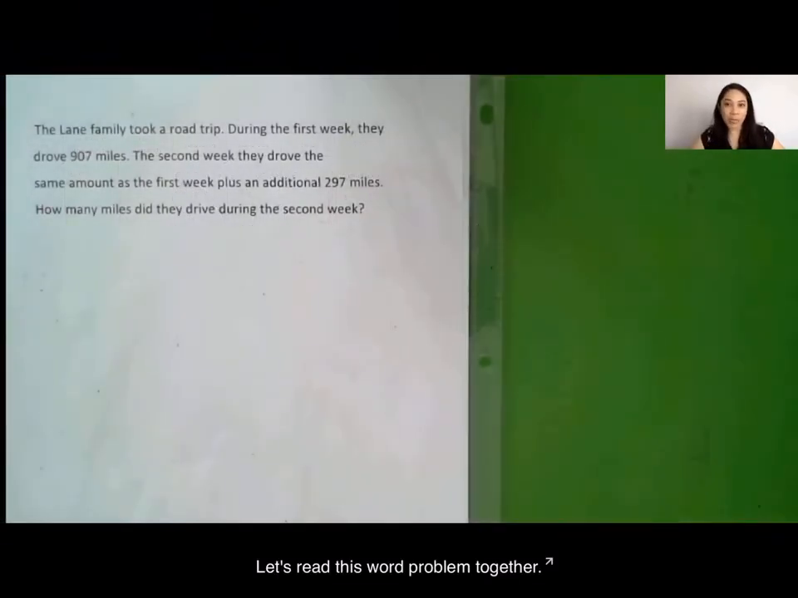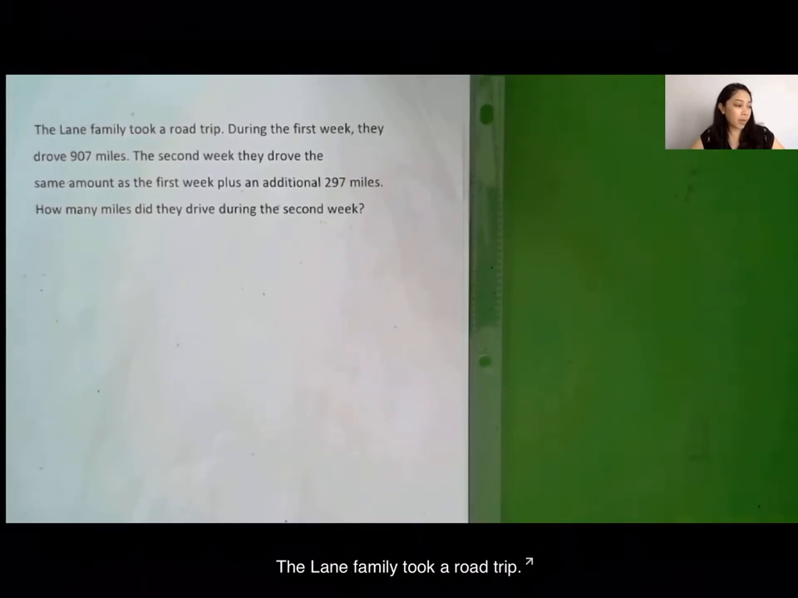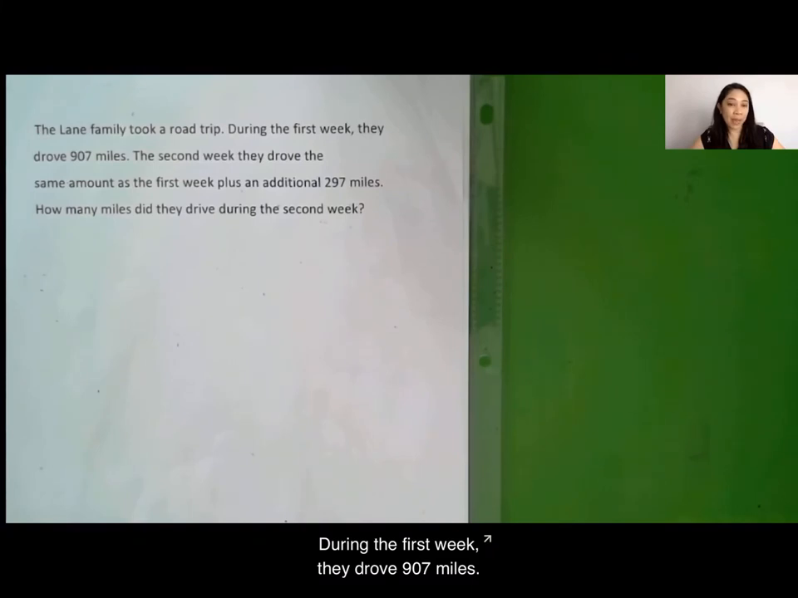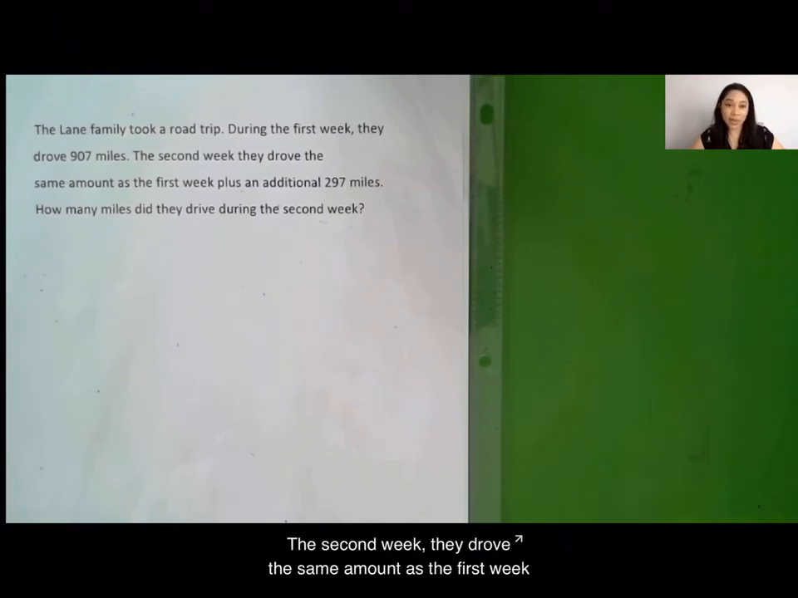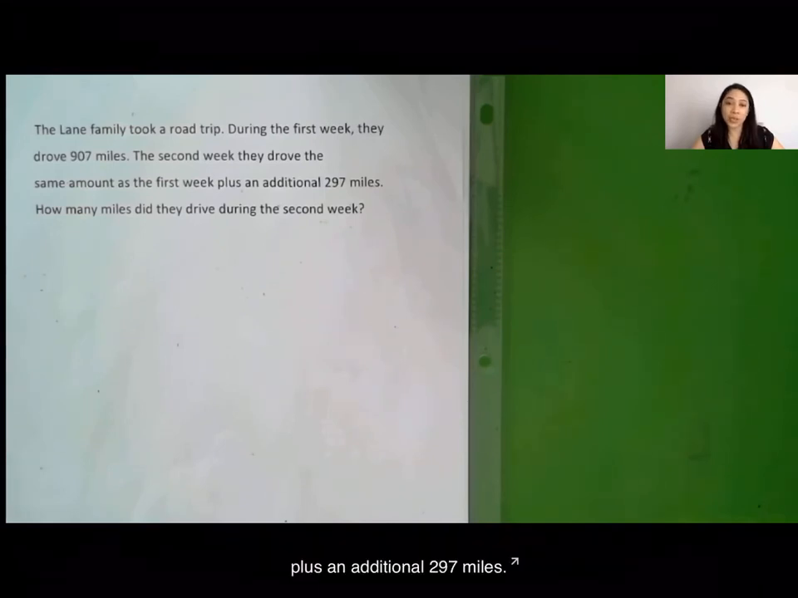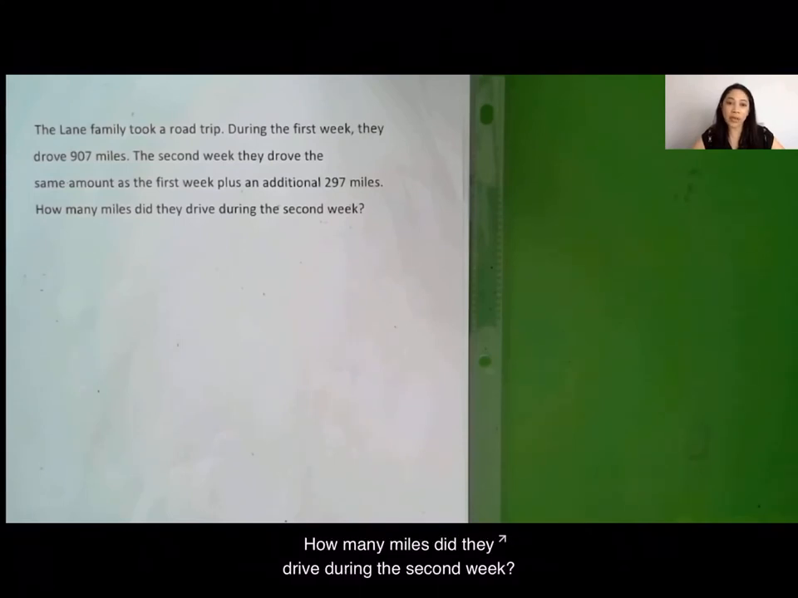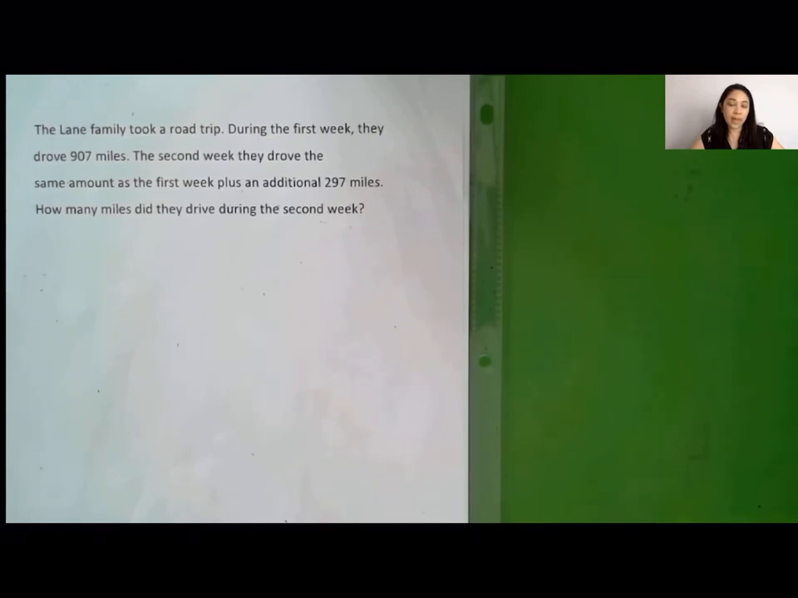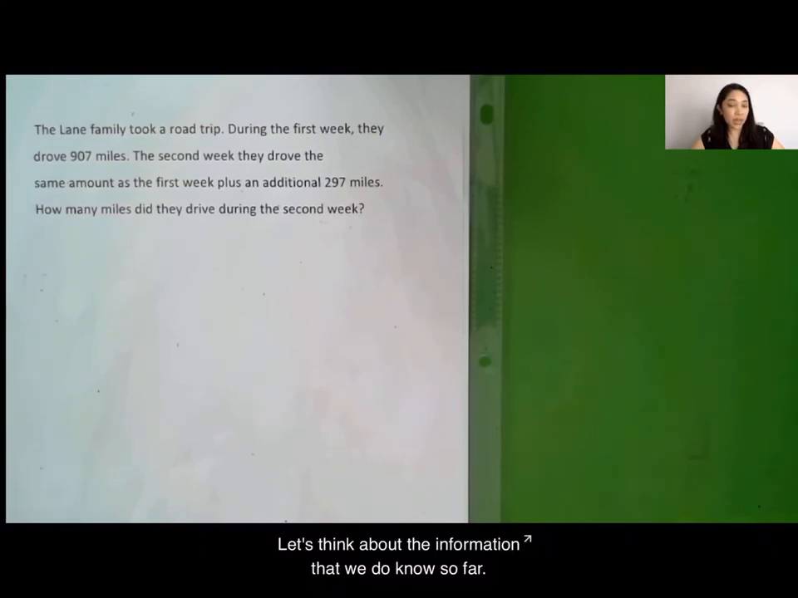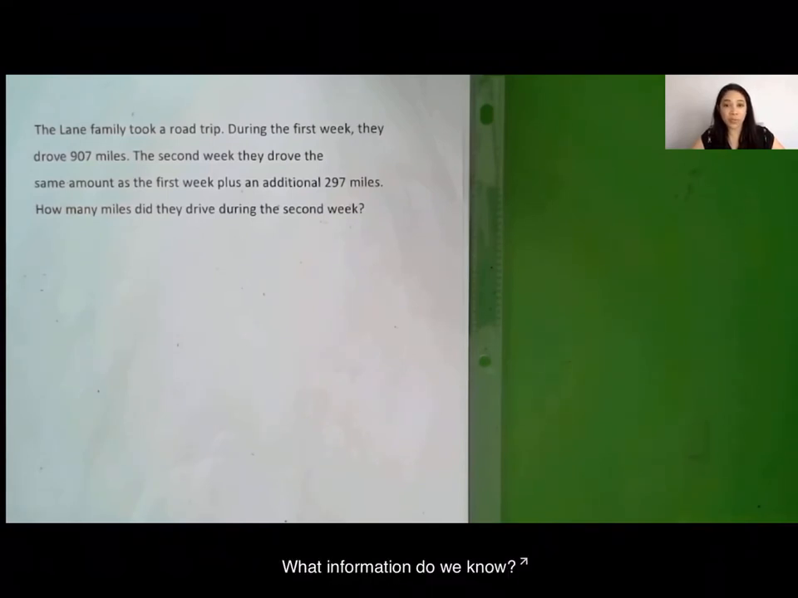Let's read this word problem together. The Lane family took a road trip. During the first week, they drove 907 miles. The second week, they drove the same amount as the first week, plus an additional 297 miles. How many miles did they drive during the second week? Let's think about the information that we do know so far. What information do we know?